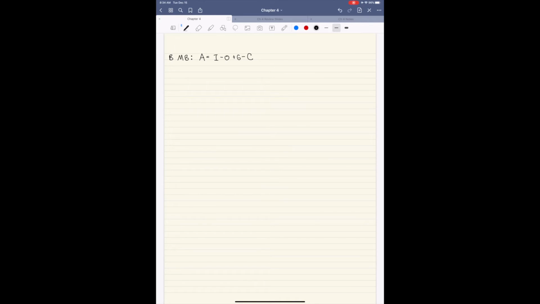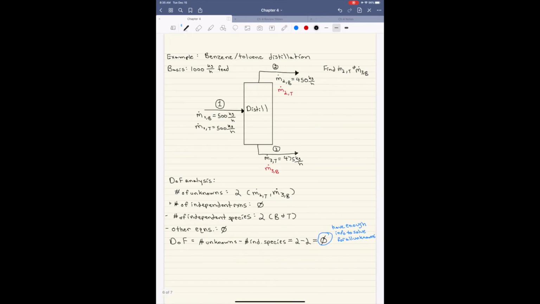Let's go through each of the terms one by one. So with the accumulation term, that's going to depend on if we have a steady state or unsteady state system. If we go back to our process flow diagram, all of our variables are given in terms of flow rates, right? Our units are mass per time.